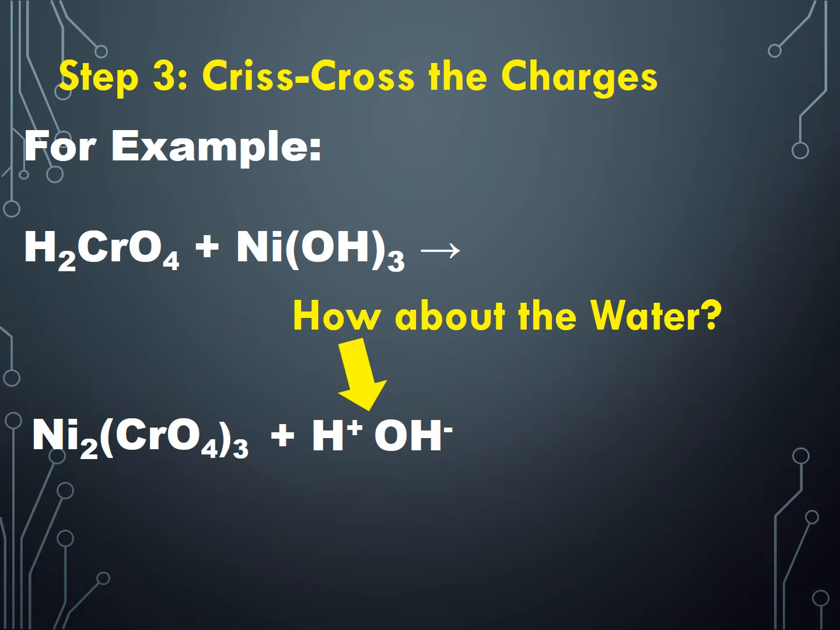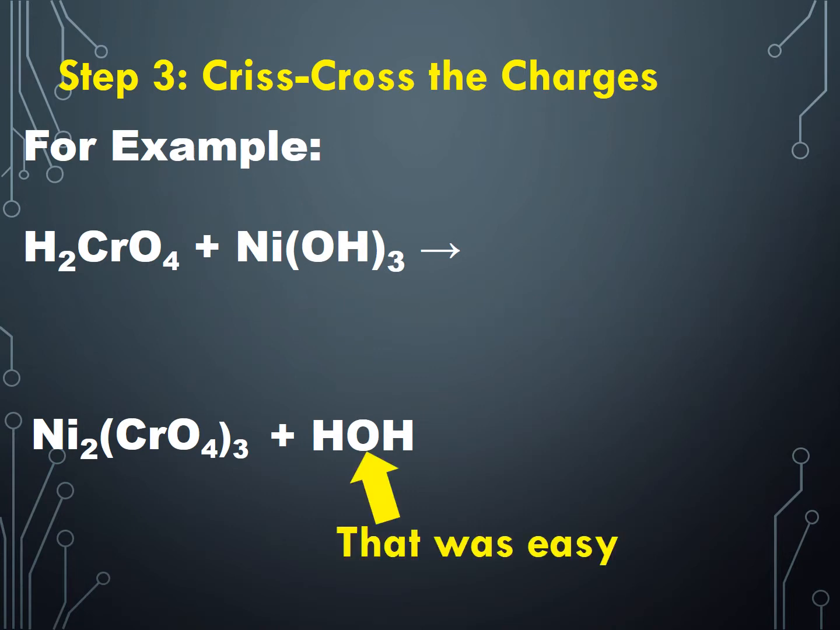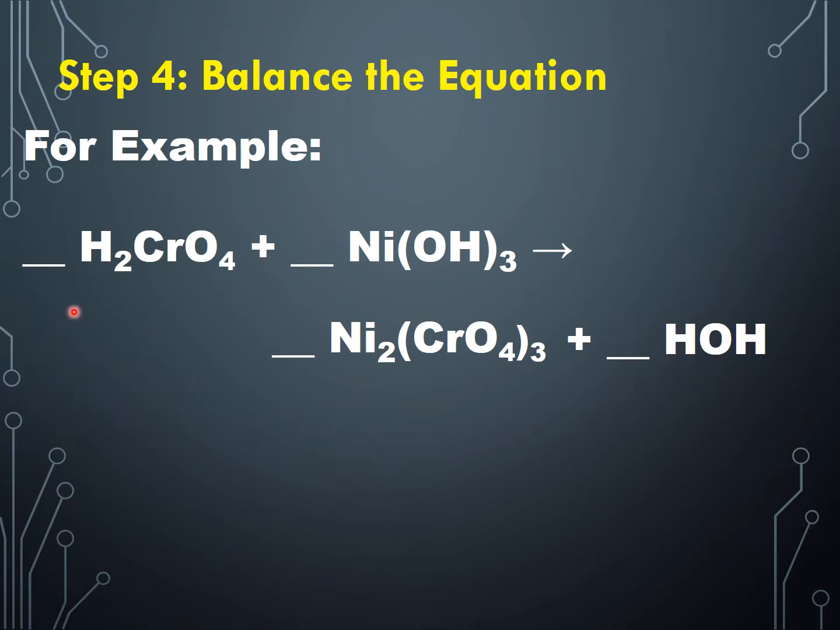Now I also need to crisscross my water, but it's pretty easy because H is +1 and OH is -1. Now I've written HOH for water instead of the normal H2O. The reason I did that is to emphasize that one of the H's comes from the acid up here in the chromic acid, and one of the OH's comes from the hydroxide of our metal hydroxide or our base. So that allows me to put my H and my OH together, which makes balancing much easier. The last thing I need to do is balance this equation.